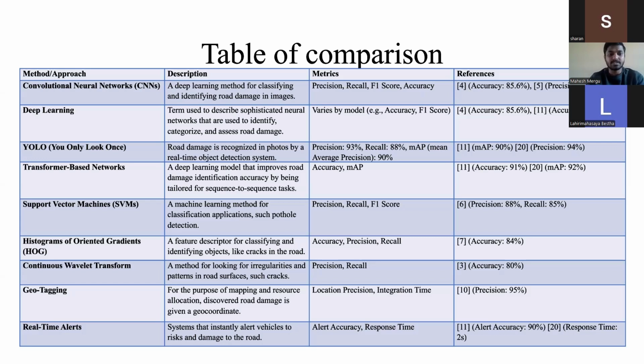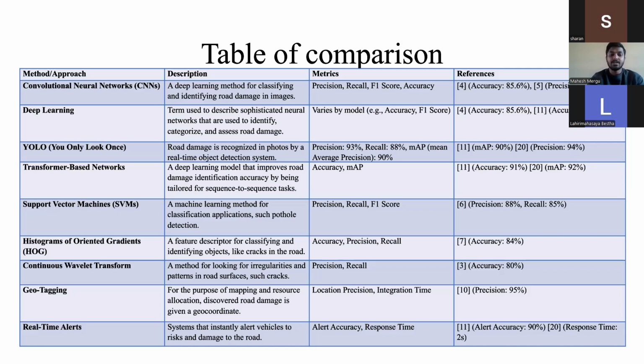Then we go to transformer-based networks, a deep learning model that improves road damage identification accuracy by being tailored for sequence-to-sequence tasks, and the metrics are accuracy and mean average precision. Then we go to the support vector machines, a machine learning method for classification in applications such as pothole detection, and you can also identify the cracks. Like my friend already explained, the different types of cracks, the alligator cracks and other different cracks.